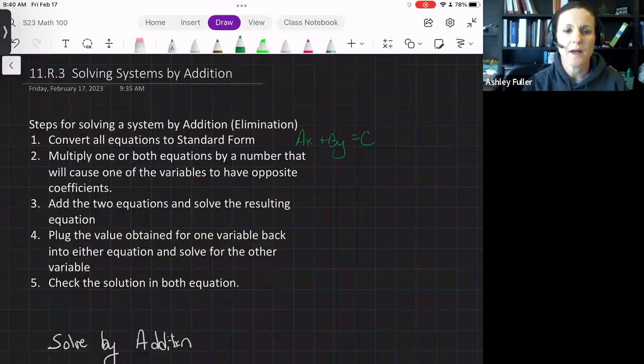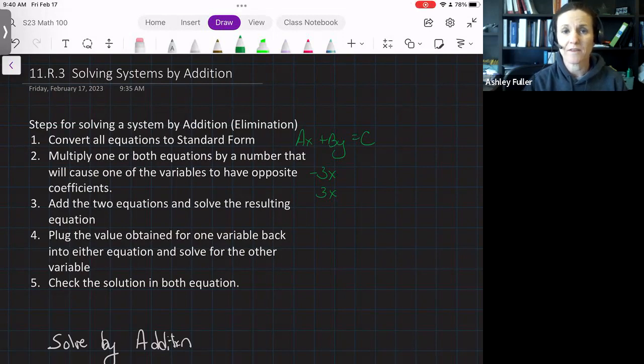And then you need to multiply one or both of the equations by a number that's going to cause one of the variables to have opposite coefficients. So in other words, you need something like negative 3x on top and positive 3x on the bottom. We will then add the two equations and solve the resulting equation.